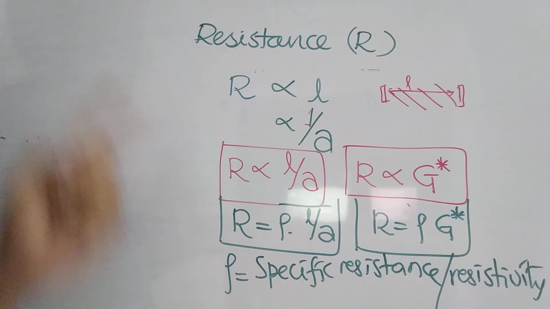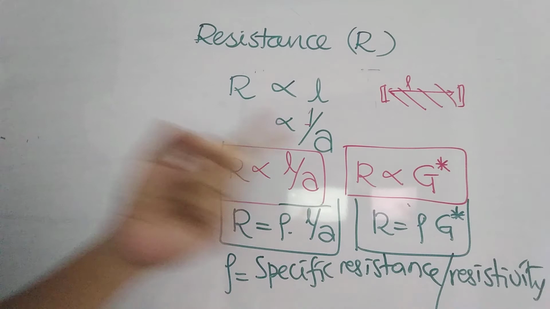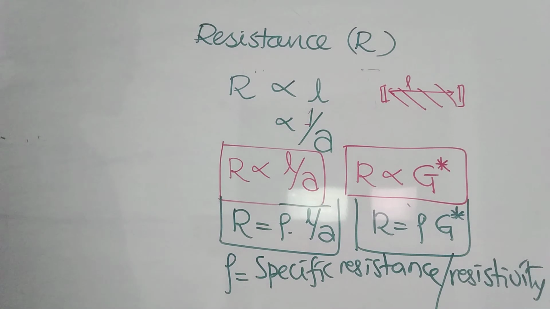Resistance is directly proportional to the length between the two electrodes, or the distance between the two electrodes, and inversely proportional to the area of cross section. So R is proportional to L by A. L by A is also called G star, the cell constant. So R is equal to rho into L by A, or R is equal to rho into G star, where rho is specific resistance or resistivity.